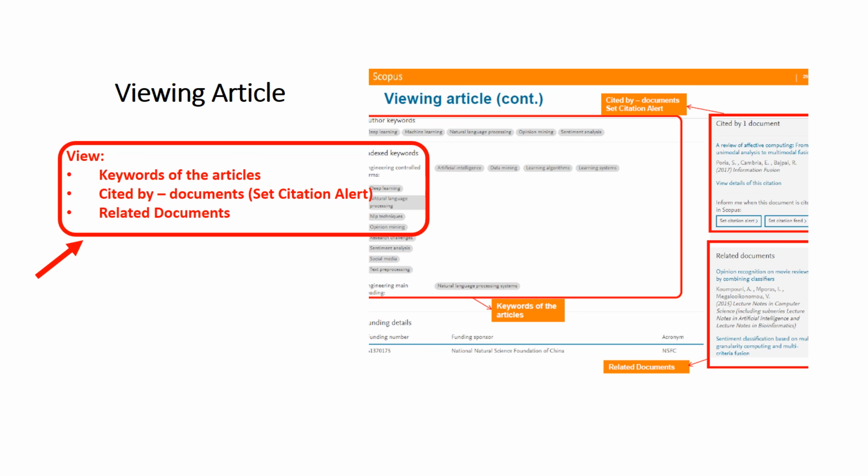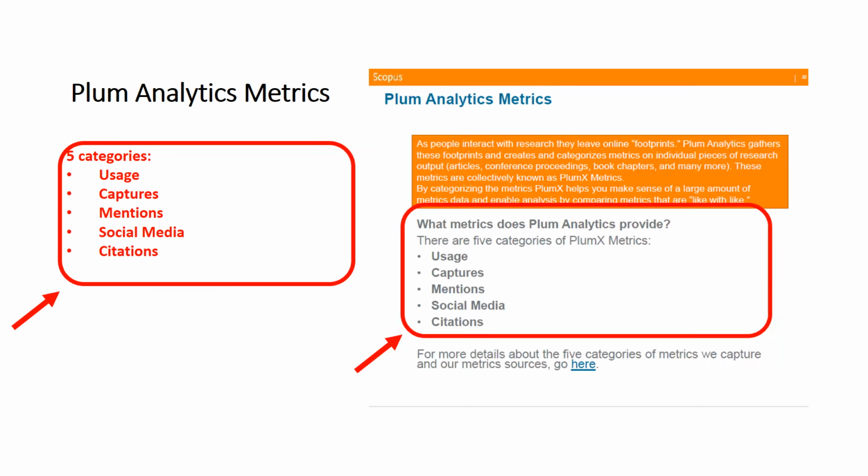Viewing articles. You can view the keywords of the articles, you can view cited by documents, set a citation alert, and also view related documents. This one is very important because you can do a snowballing process to see related documents for your research topics. This is information about PlumX Metrics.